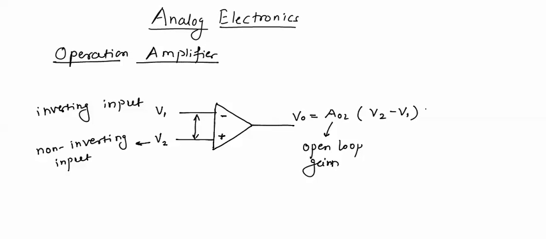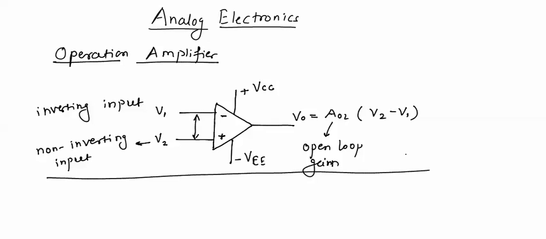in the input voltages. Apart from this, we will have two more terminals. One is positive supply plus VCC, negative supply minus VEE. So this is a basic circuit representation of an operational amplifier. In the circuits we will use this symbol.